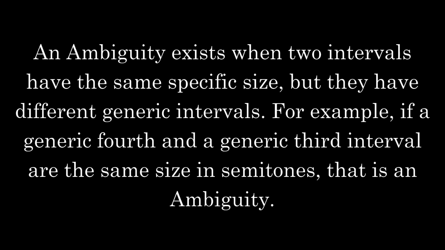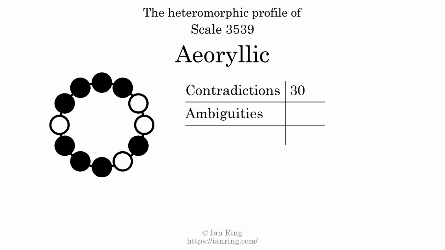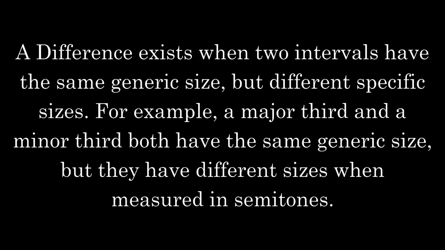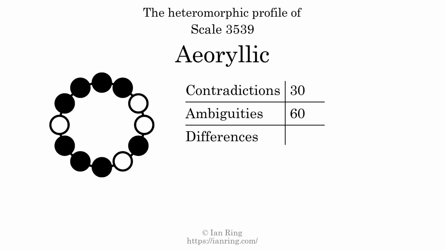An ambiguity exists when 2 intervals have the same specific size, but they have different generic intervals. For example, if a generic fourth and a generic third interval are the same size in semitones, that is an ambiguity. The number of ambiguities in this scale is 60. A difference exists when 2 intervals have the same generic size, but different specific sizes. For example, a major third and a minor third both have the same generic size, but they have different sizes when measured in semitones. The number of differences in this scale is 141.